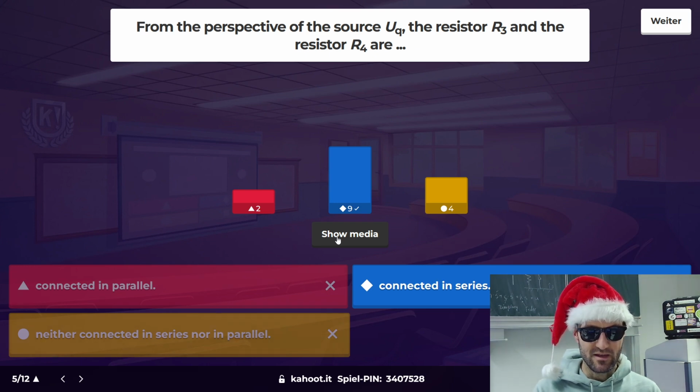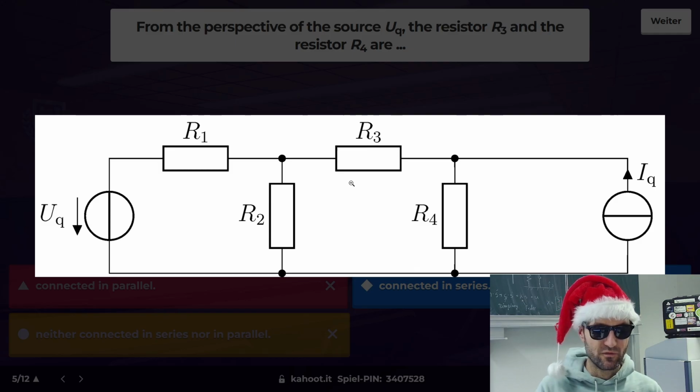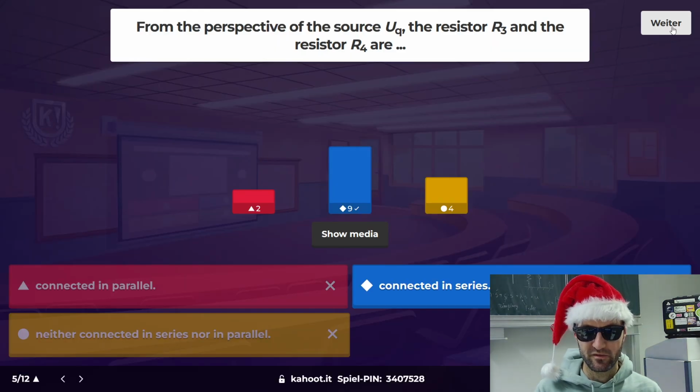And yeah, they are connected in series. Right? If we take a look from this source, if we switch off this source here on the other side, this turns into an open circuit. So these two resistors are just in series.